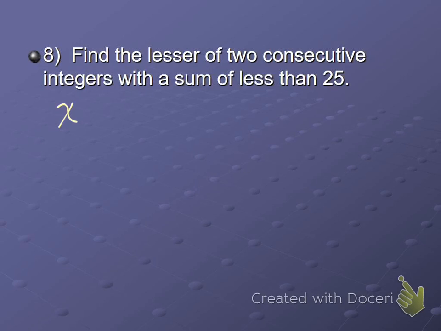X plus, I want the very next number. How many do we add every time we count? 1. Okay, so if I start with x, the next one after that is going to be x plus 1. So these are my two numbers that I'm looking at. And when I add them together, take the sum of them, I want it to be less than 25.